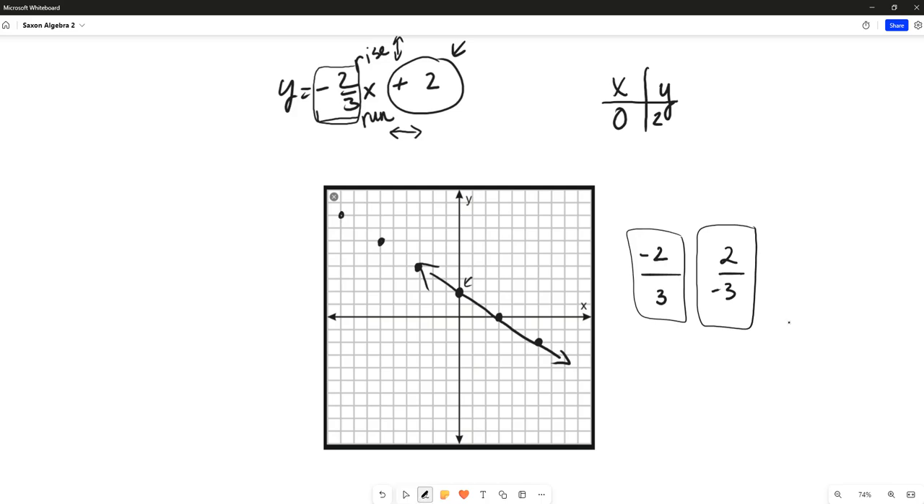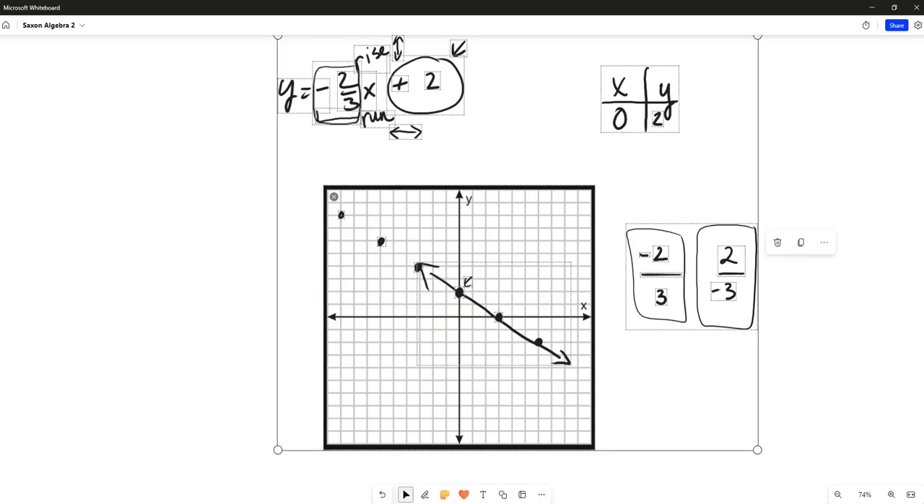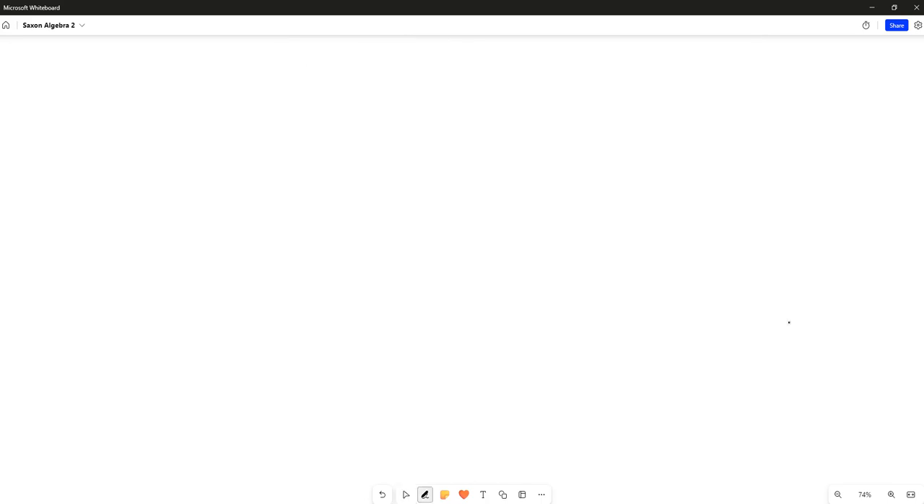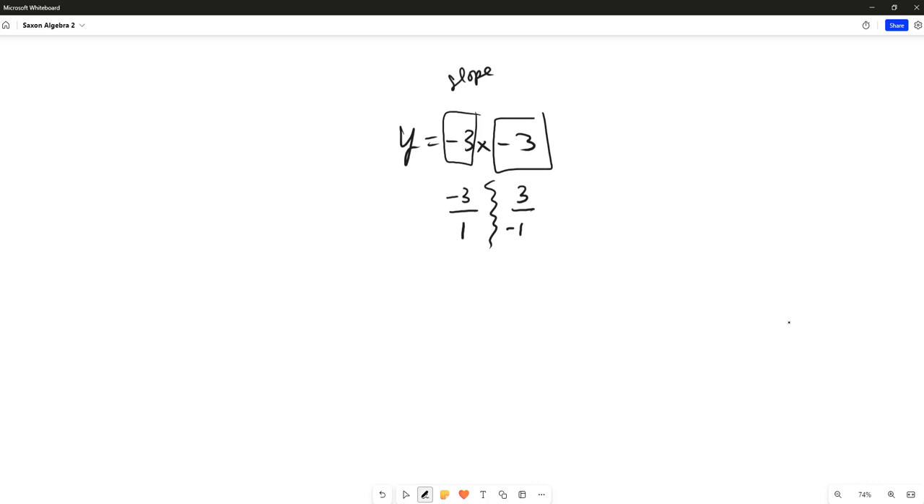Okay, let's look at 8-3. Same thing. We've got y equals negative 3x minus 3. Well, this negative 3x, your slope, we would want to write that as a fraction. So that would be negative 3 over 1. And remember, we can use it as negative 3 over 1 or positive 3 over negative 1. And then our y-intercept is negative 3.